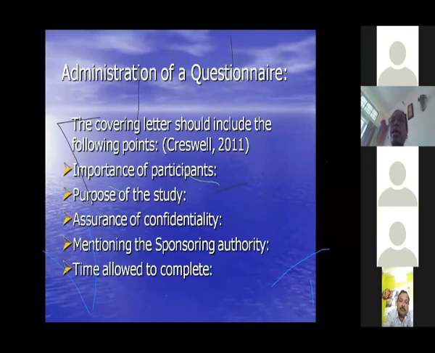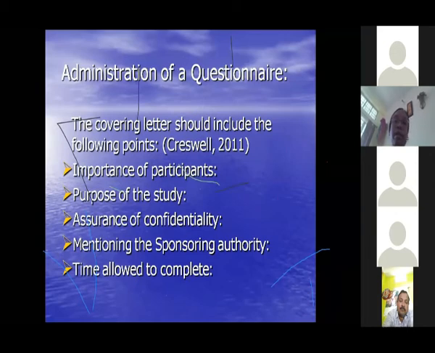Then at the time of administration of the questionnaire, we need to write a covering letter consisting of this. I think all of you are familiar with that. We need to mention the importance of participants. Then we need to mention the purpose of the study. Then we need to give assurance about confidentiality of the responses given by them.